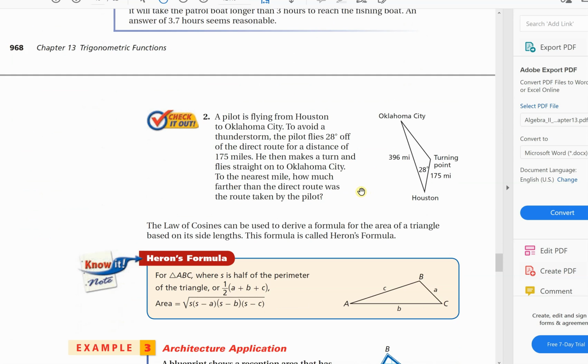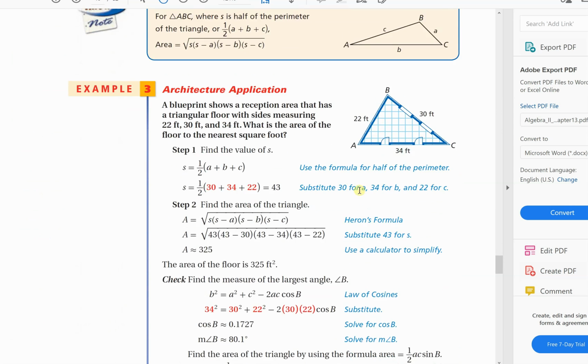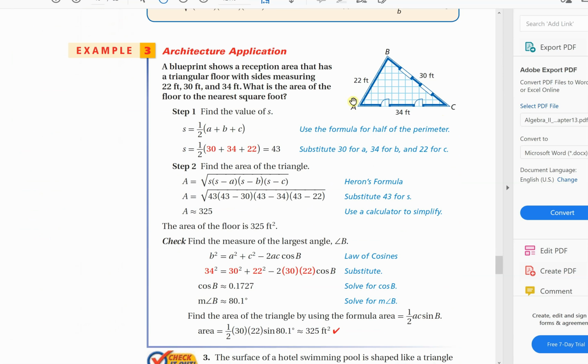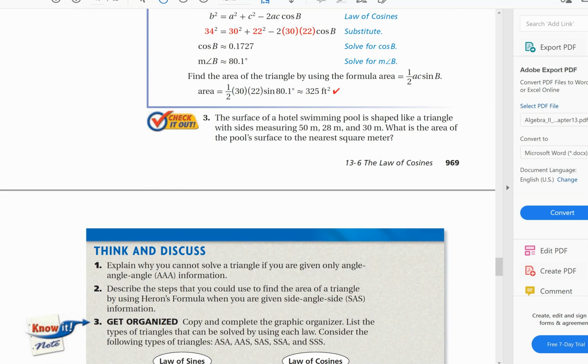That would be tough. But anyway, here we have another example of Heron's formula. That's especially useful if you happen to live in a triangular house or you're doing blueprints or something. You work out Heron's formula like I just said. There it is. So there's the law of cosines. It's a little bit complicated compared to the law of sines, but it always works, as long as you have the sides or you have side angle side.